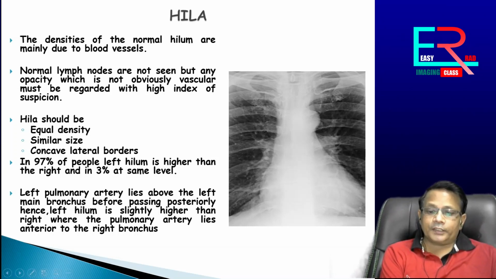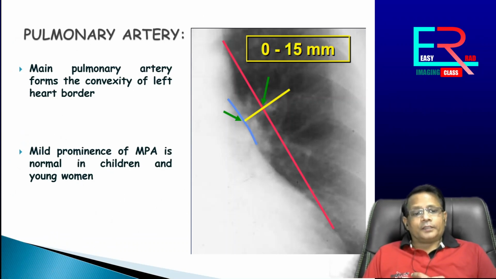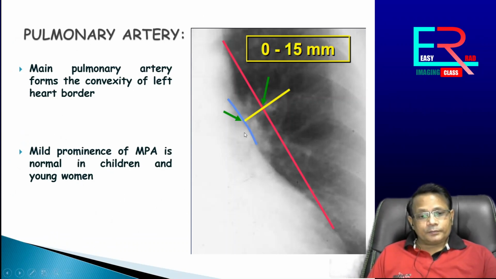Where the right pulmonary artery is usually anterior to the right bronchus. Then this is the AP window. This is the line drawn from the aortic knuckle to the left cardiac border. This convexity is due to the pulmonary conus, that is the AP window. It should be convex or concave, and if it is convex, then measure the line from here to here. The distance from here to here should be less than 15 mm in any condition.